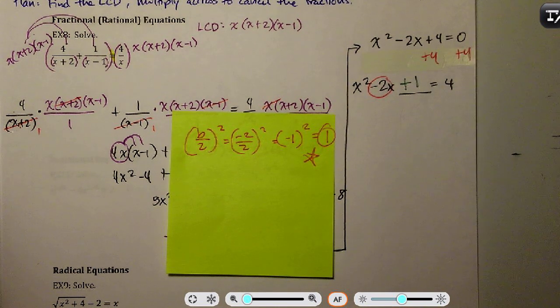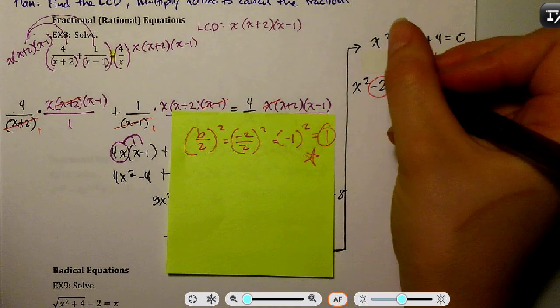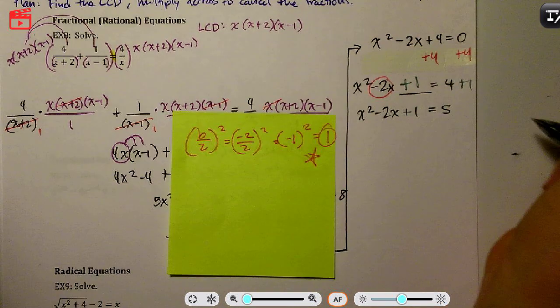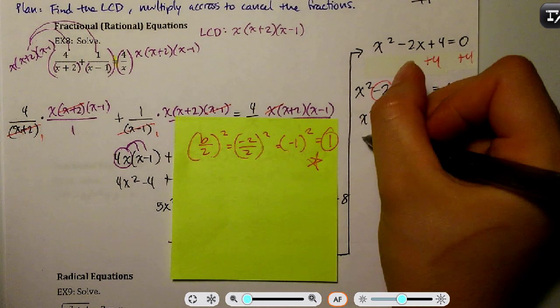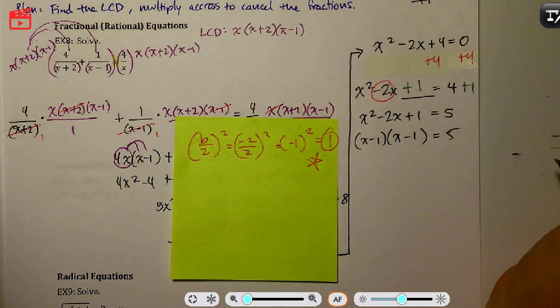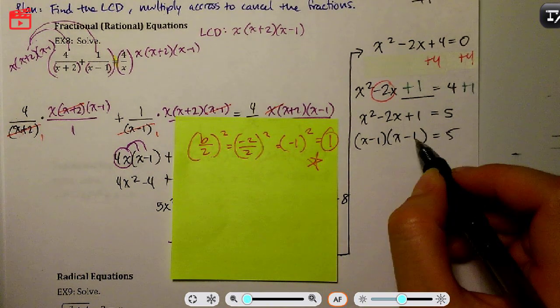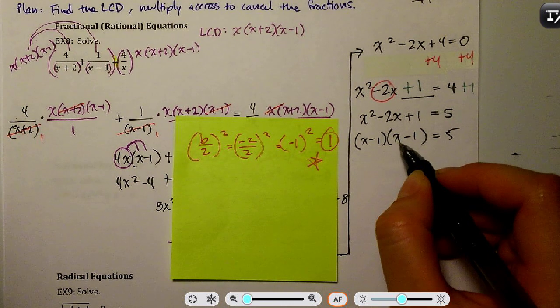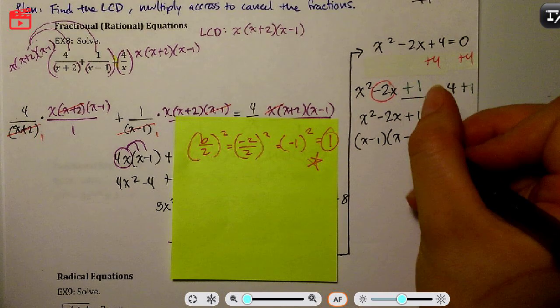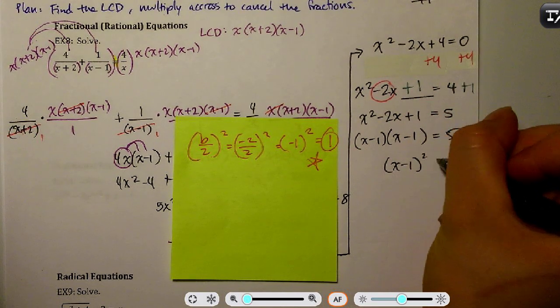And once I do it to one side, remember we need to do it to the other side. Plus 1. And x squared minus 2x plus 1 equals 5. Okay, this will factor into x minus 1 times x minus 1 equals 5. And I have the exact identical terms, which is what I should have if this is indeed a perfect square trinomial. So we can write that as x minus 1 squared equals 5.